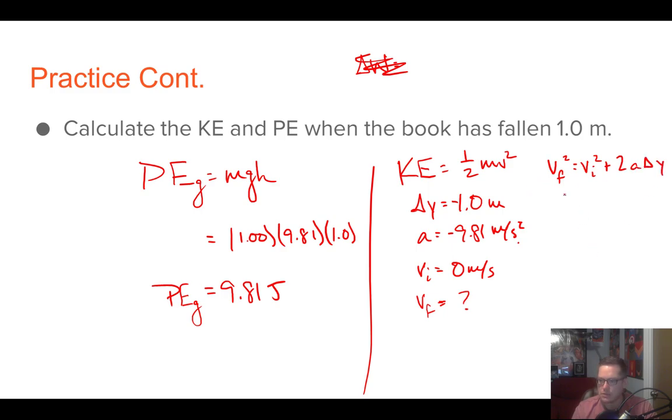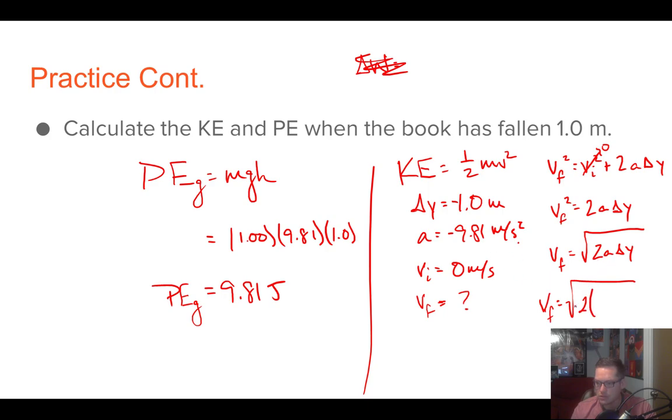All right. So this is going to be 0, because our initial velocity is 0. That means final velocity squared is equal to 2a delta y. So final velocity is equal to the square root of 2a delta y, and we can just plug in our values here: the square root of 2 times our acceleration, which is negative 9.81, and our delta y, which is negative 1.0.